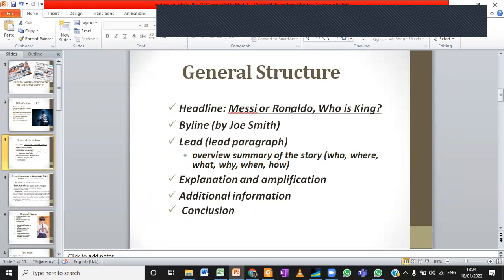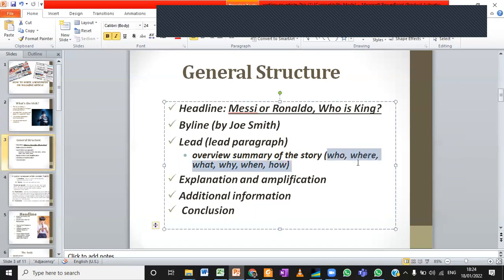For example, Messi or Ronaldo, who is king? Messi or Ronaldo has been in the football news for a while now. You see, that is the who and the when, right? But who is actually the king? That is what. Okay, so that's how you just write them in sentences. Then once your first paragraph, which is the lead paragraph, is done, it's stating in 1 sentence each, who, where, what, why, when, how. Even if you cannot exhaust everything, at least discuss 4 or 5, okay?